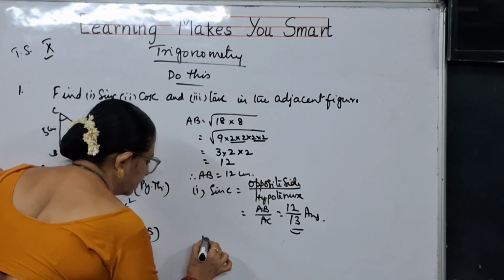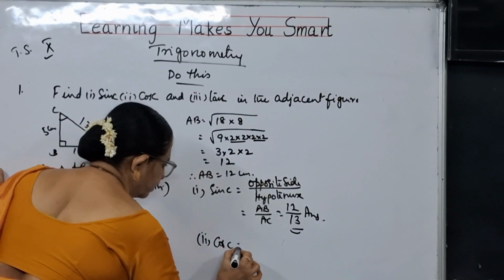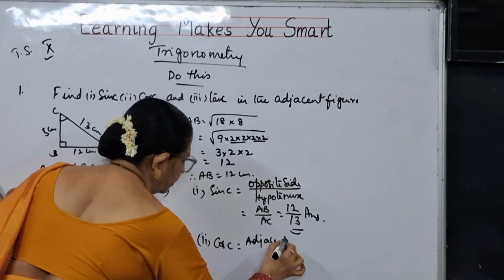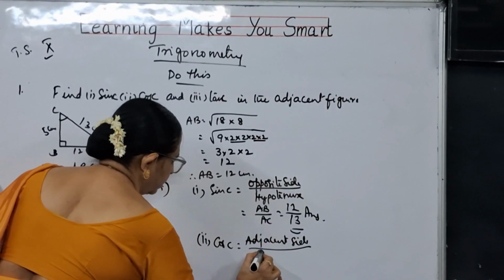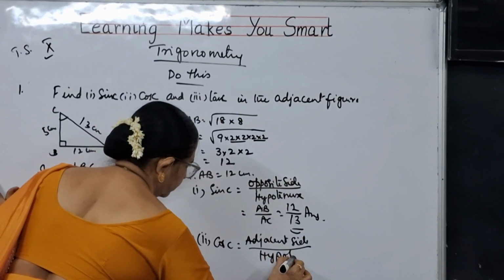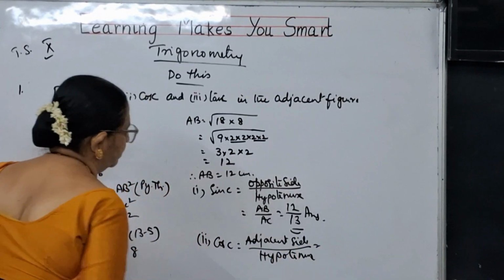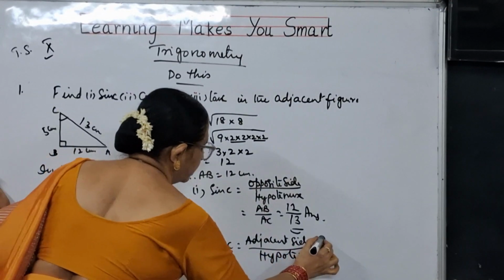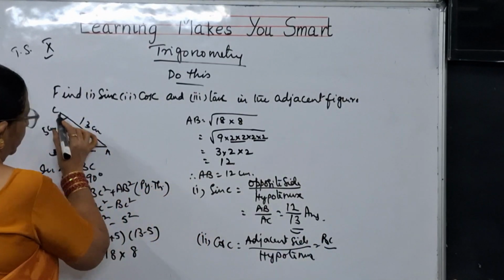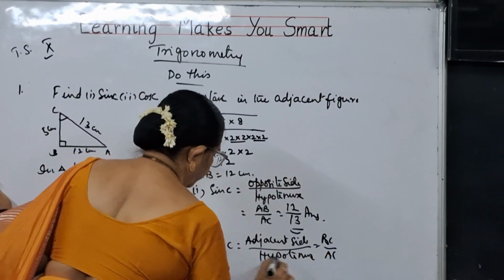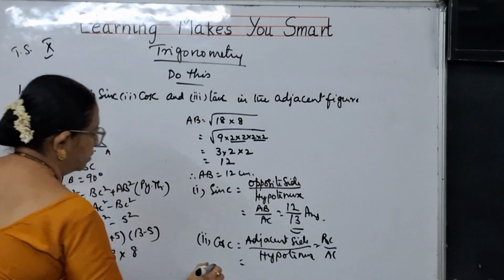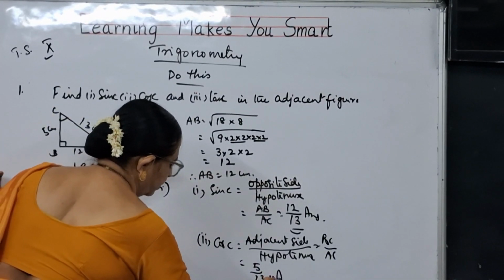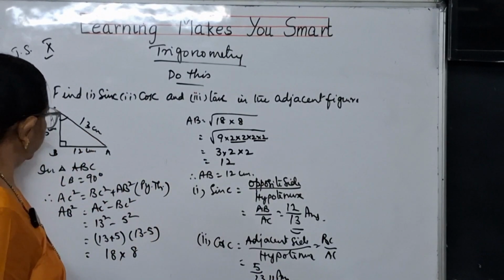Next, cos C. Second one, cos C. Cos C formula, adjacent side by hypotenuse. So what is adjacent side, children? For C, adjacent side is BC by hypotenuse AC. So what is BC? BC is 5 by AC is 13. 5 by 13 is the answer for cos C.